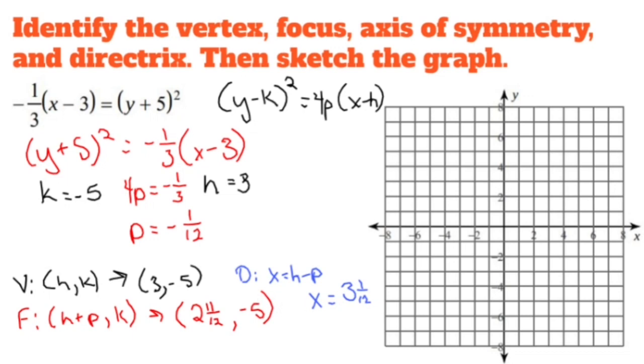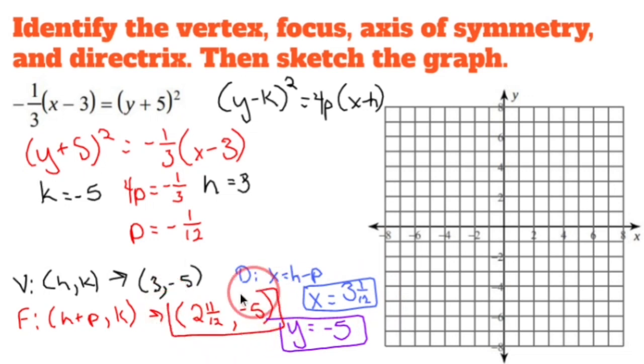And my axis of symmetry in this case is y equals, a horizontal line that goes through my vertex, (3, -5). If it's y equals, then y is that negative 5. Okay, so there's my axis of symmetry. There is my directrix. There is my focus. And there is my vertex.